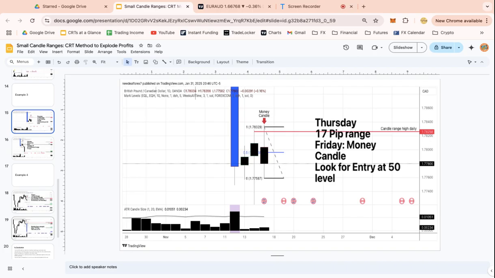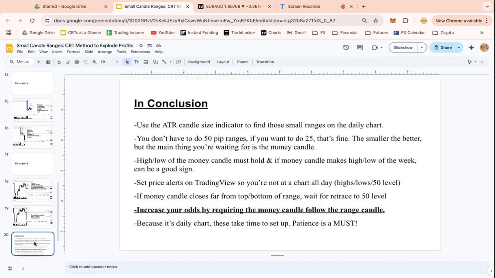Okay, I'm not going to wait for 2-3 days for a money candle to pop up only to still lose. No, I want the highest odds, and the highest odds are the very next candle, the very next day needs to be a money candle. That can help increase your win rate dramatically. Okay, and more importantly, your profit, not just your win rate.